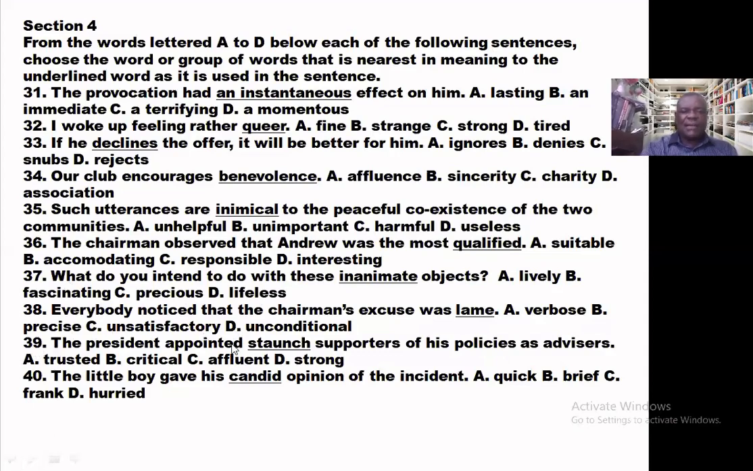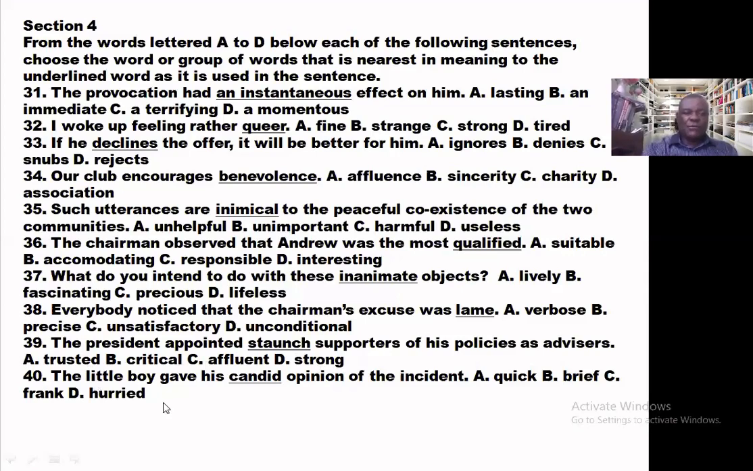39, the president appointed staunch supporters of his policies as advisors. Very strong supporters, right? A, trusted, well. B, critical. C, affluent. D, strong. I would prefer the word strong as a replacement for staunch.